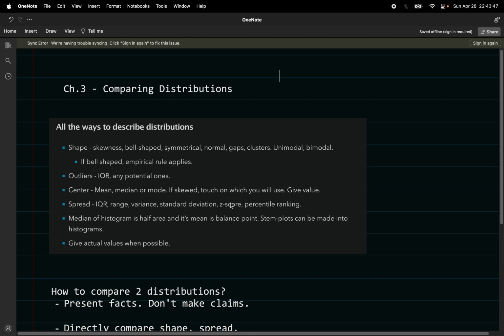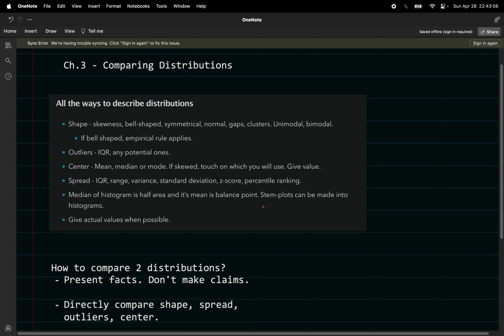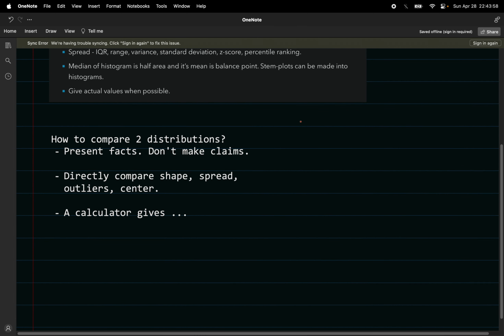Okay. Hello. This is chapter 3, comparing distributions. It's a pretty short chapter. I think it's 5 or 6 pages. Anyway, this chapter is, as the title says, about comparing two distributions.